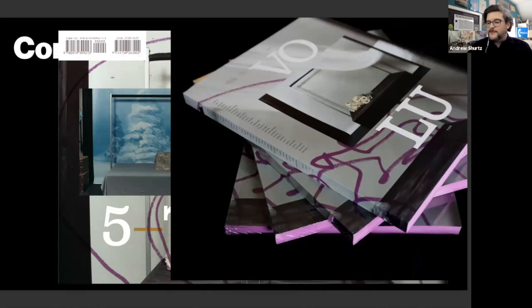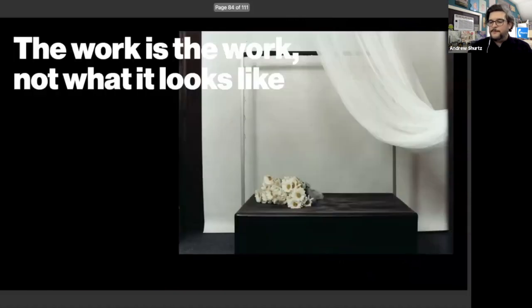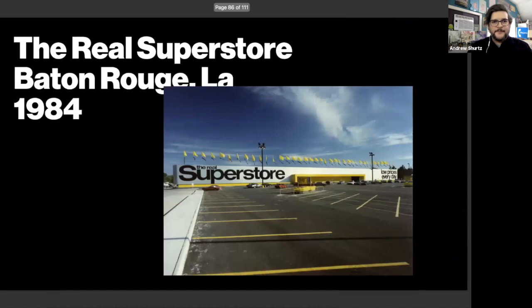I see this as a possibility, both as a way of working, but also as a way of thinking about work. The form is important, but it's not the most important. The work is the work, but not what it looks like. Okay, so the third and last one is the real superstore.